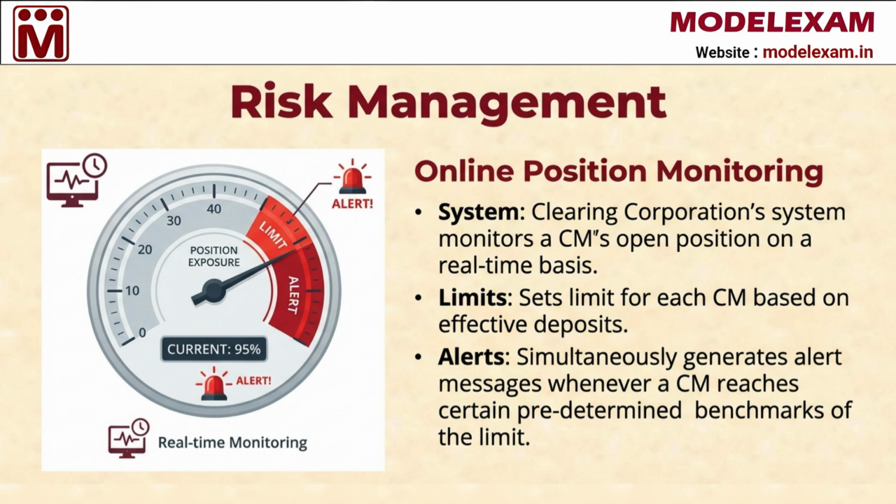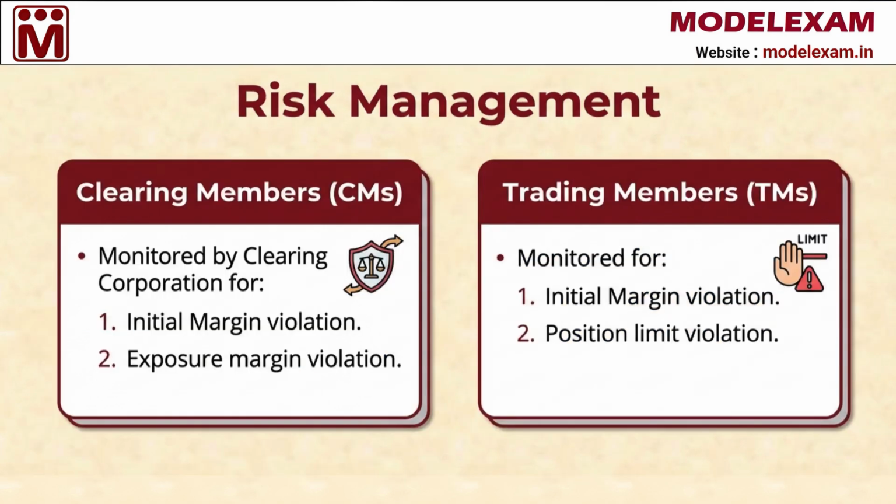To keep a close eye on things, while the market is actively open, the clearing corporation uses a real-time online position monitoring system. This advanced computer setup constantly watches the open positions of a clearing member minute by minute. It sets a specific trading limit for each member based on the effective deposits they have provided. If a member starts getting too close to their maximum limit, the system simultaneously generates alert messages, acting as an automatic early warning system.